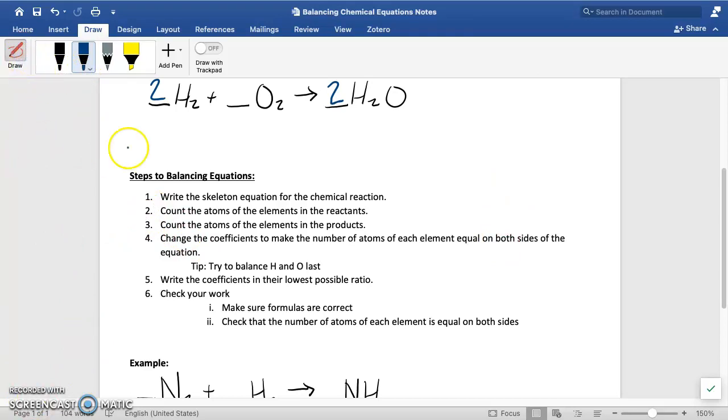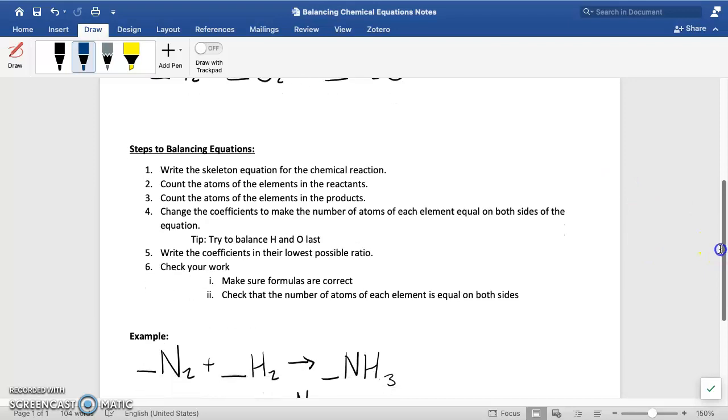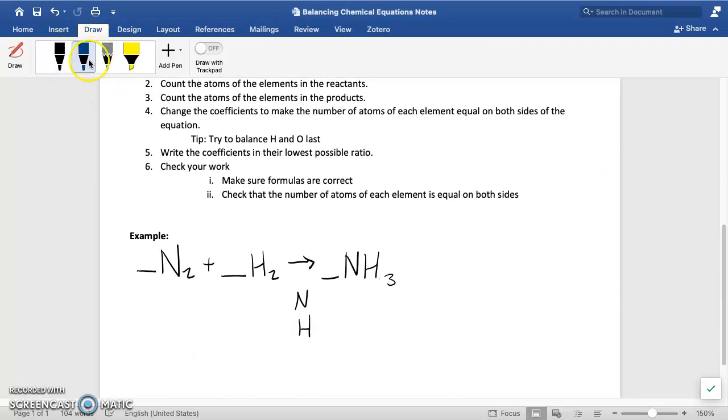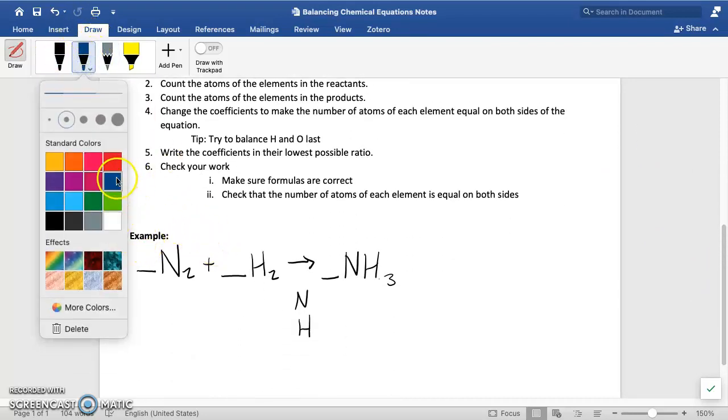Okay, so now we're going to check our work. So I'm going to come down here. So with this example, I'm going to come down so I can scroll. See if I can scroll. There we go.